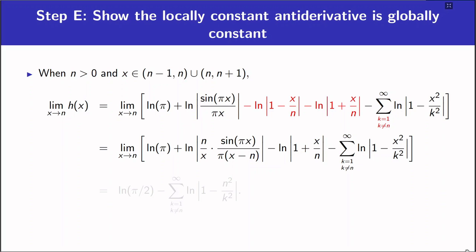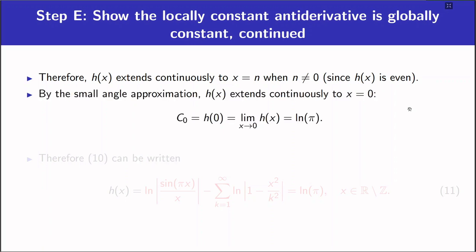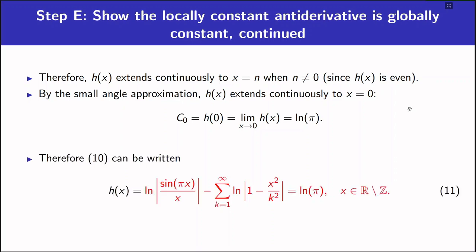Consolidation of the middle two logarithmic terms on the right-hand side allows us to take the limit as x approaches n. The particular value of the limit is not important. What matters is the fact that the limit exists in the first place. Therefore, we can conclude that h of x extends continuously on R minus 0 to a single constant. And it also extends continuously to 0 by the small angle approximation, which additionally allows us to find the value of the now global constant c0. Therefore, the highlighted equality holds on R minus Z.